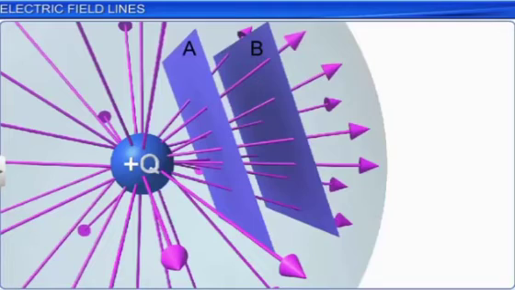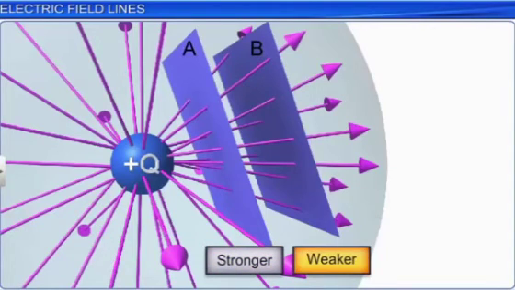As the electric field strength is stronger in region A and weaker in region B, the electric field shown is a non-uniform electric field, as the field strength varies from region to region.